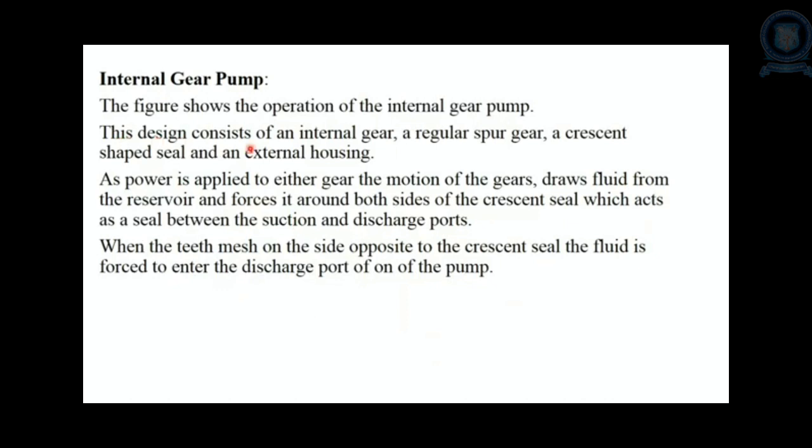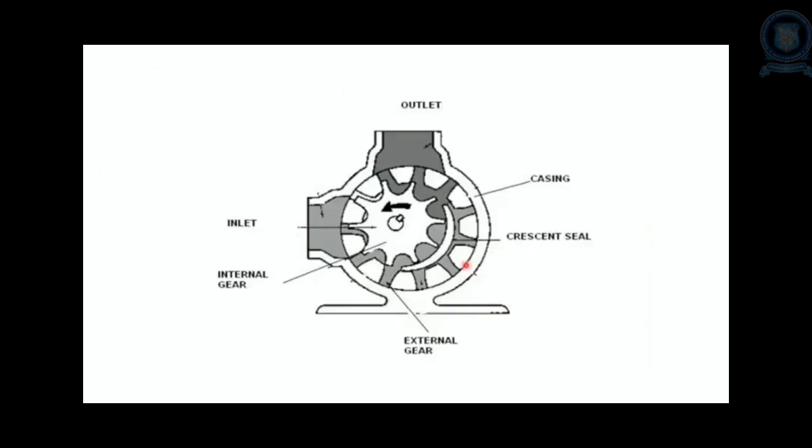This design consists of an internal gear, a regular spur gear, a crescent-shaped seal, and the external housing. As power is applied to either gear, the motion of the gears draws fluid from the reservoir and forces it around both sides of the crescent seal, which acts as a seal between suction and discharge ports. When the teeth mesh on the side opposite to the crescent seal, the fluid is forced to enter the discharge port of the pump. So this is the construction of internal gear pump.